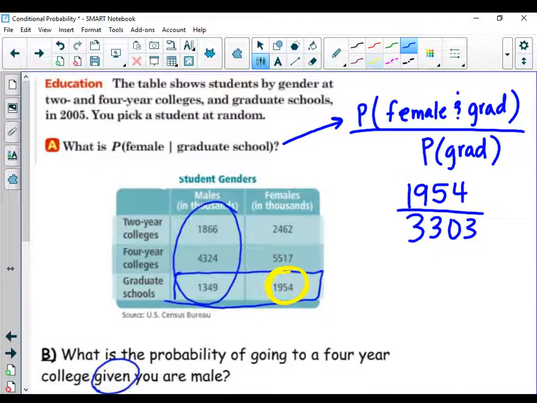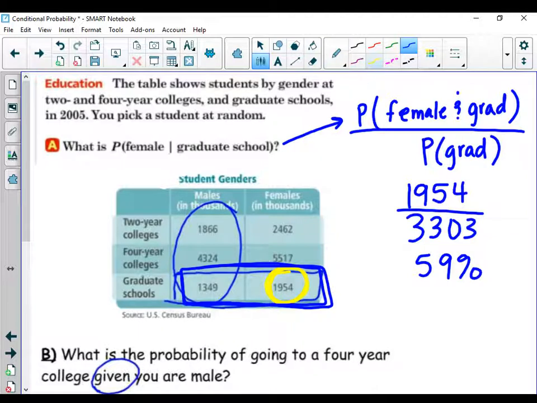Where's my calculator? And how did you get that 3,303? Added female and male. For graduate school. Right here? Yeah. Okay. So about a 59% chance there.